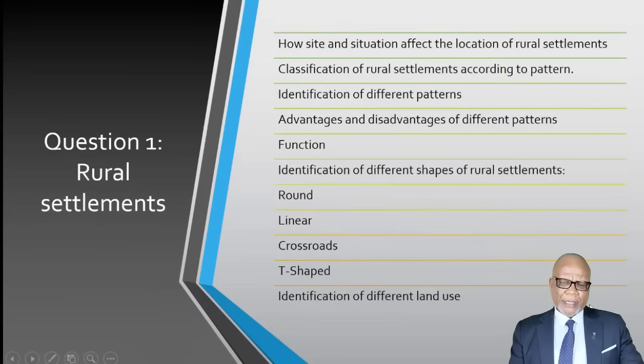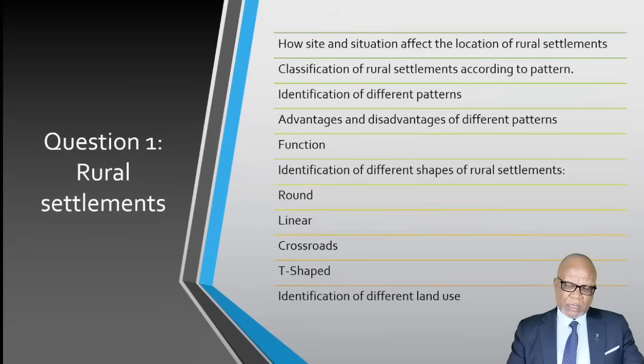Then going to look at how site and situation affect the location of rural settlements, and then classification of rural settlements according to pattern, identification of different patterns, advantages and disadvantages of different patterns, function, identification. So these are all characteristics that we are going to be looking at. Then from there, we're going to look at shapes of rural settlements. We have the round shape, we have a linear shape, we have a cross shape, and we have a T shape.